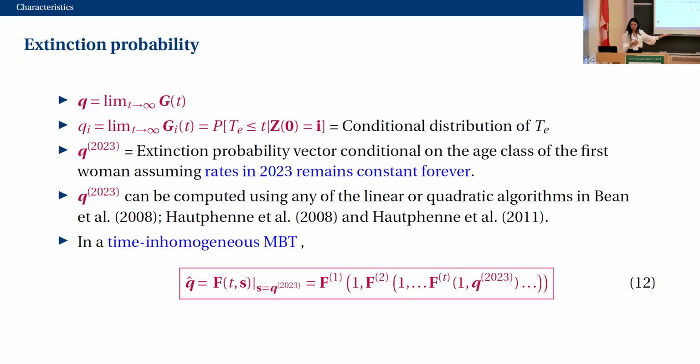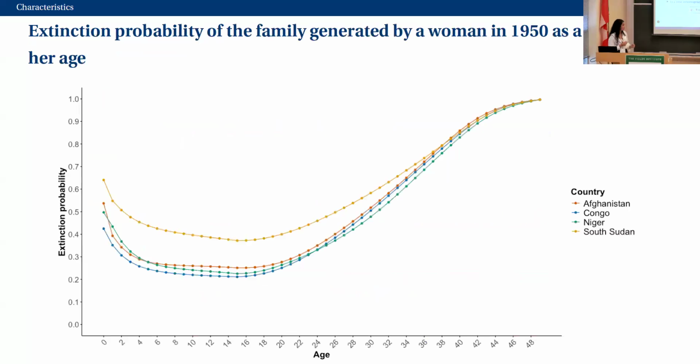Here we have the extinction probability vector. How we approximate it is by substituting this Q value that we have computed using the methods for the time homogeneous Markovian binary tree into our equation 12. Again, we are assuming rates of 2023 remain fixed forever. I'm happy to speak more about this after my talk, but I'll just show all the results.